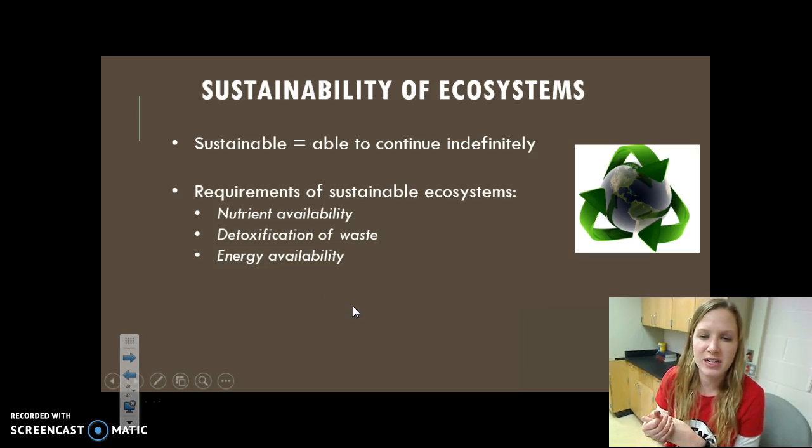So just so you know, the definition of sustainability is the ability to continue indefinitely. 240 million years, like the redwood forests, would be considered indefinitely, because there's no reason that they should be stopping anytime soon. But there's some key requirements. One, you got to have nutrients. If you don't have nutrients, it won't work. Two, you got to be able to get rid of the waste that is produced in the ecosystem. So it's called detoxification of waste. And then three, you have to have energy. If you don't have energy, the whole thing won't work, which means you have to have sunlight. If that stops, then the whole thing would go kaput.